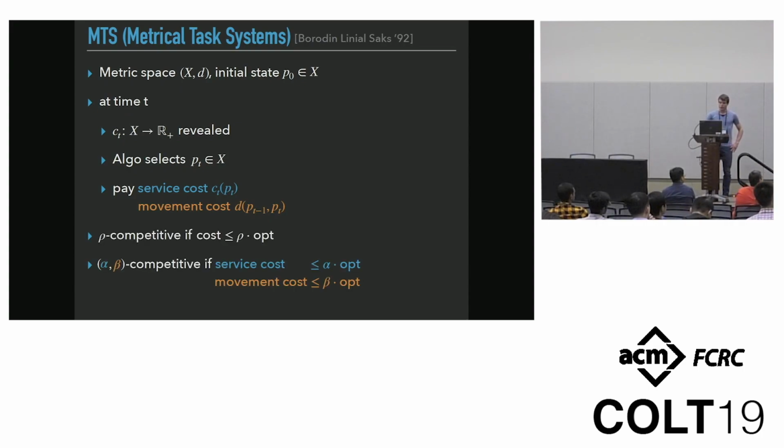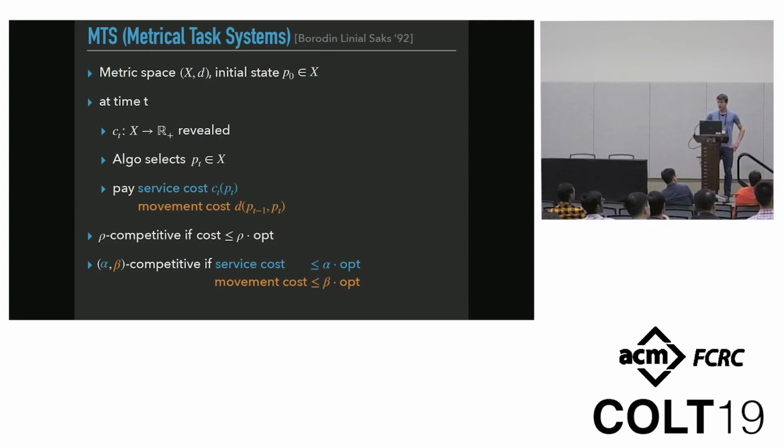And then we measure the quality of such an algorithm by its competitive ratio. So we say an algorithm is rho competitive if the cost is at most rho times the optimal cost. Or in this setting, we can say something more refined. So we can say the algorithm is alpha-beta competitive if the service cost is at most alpha times the total optimal cost, and the movement cost is at most beta times the total optimal cost. And yeah, this is a very general problem in online algorithms, which generalizes, for example, also the k-server problem.